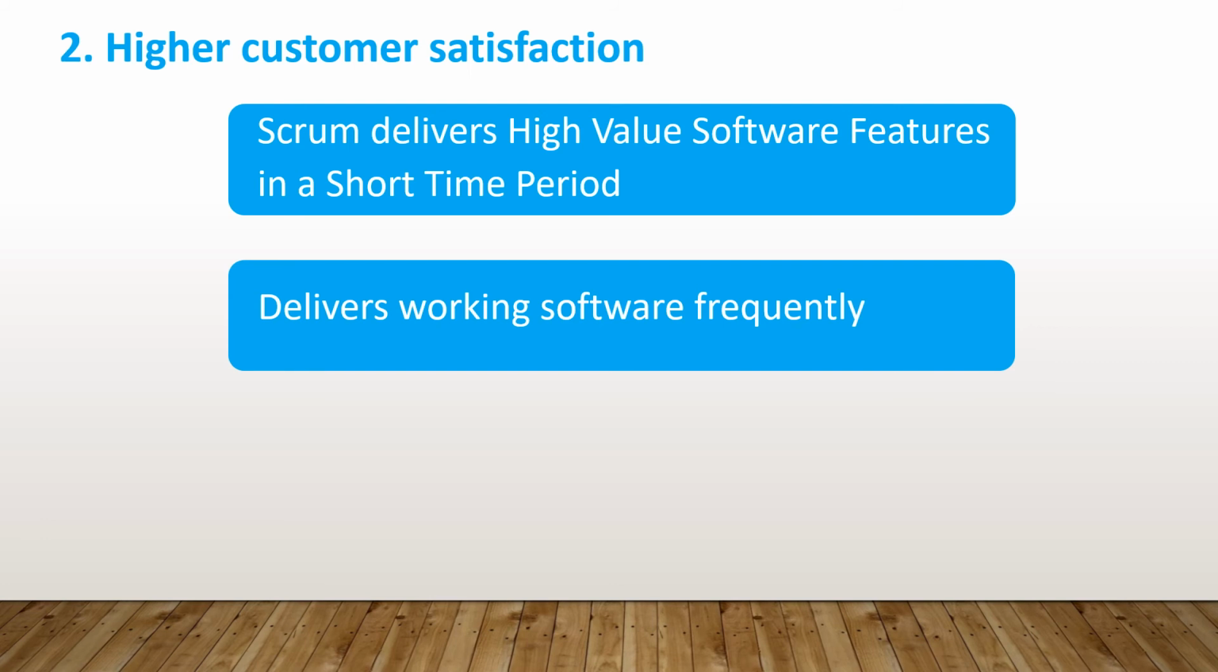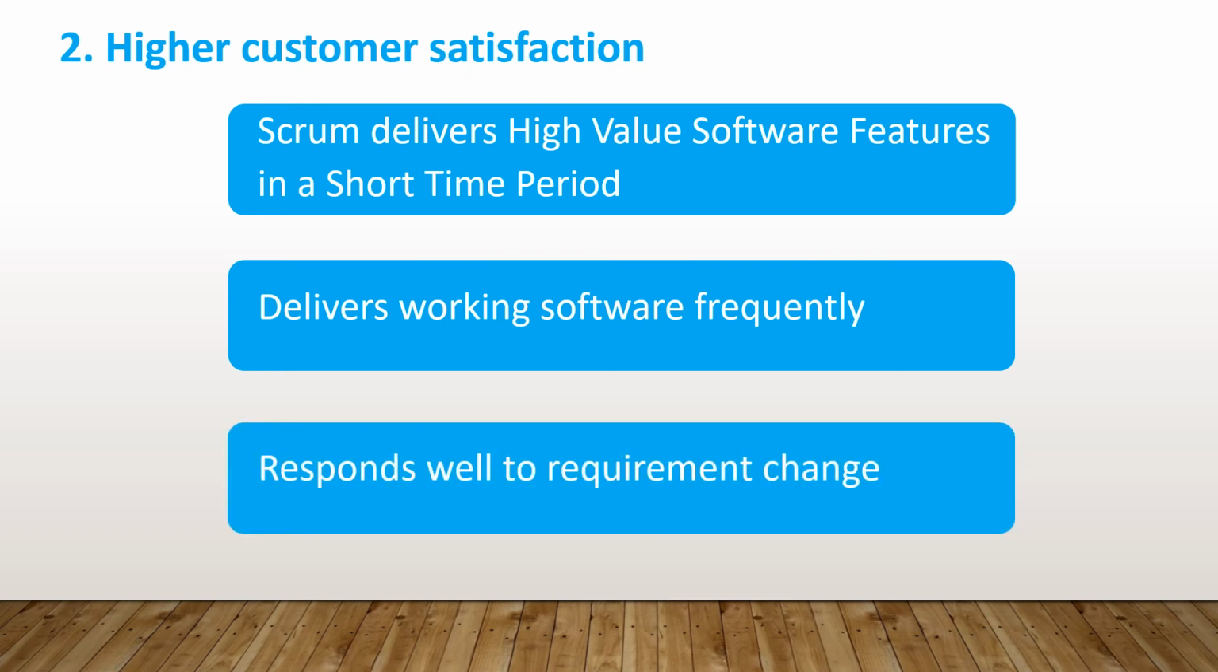Frequent delivery of working functionality allows the product owner and the customer to have a full sense of how the product is developing and gives them a chance to take corrective actions if they wish to. Delivered software is always prioritized, which helps the customer get return on investment faster.